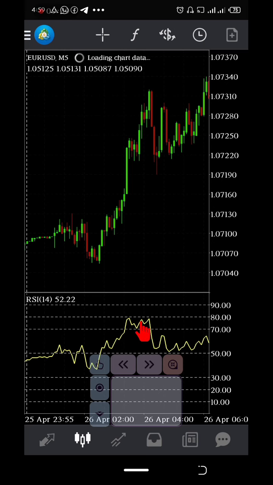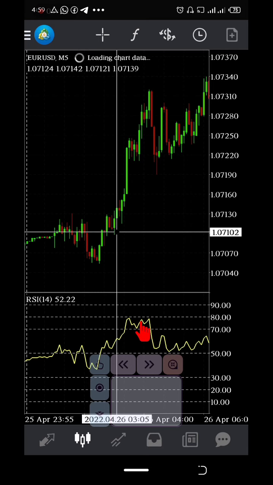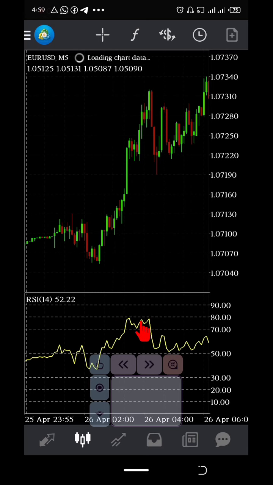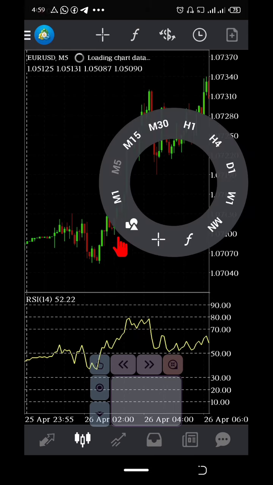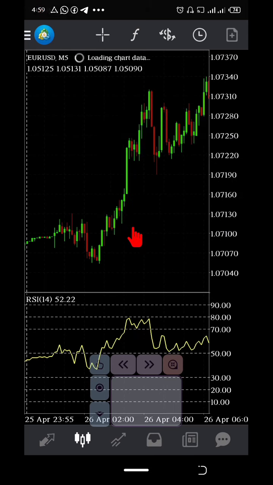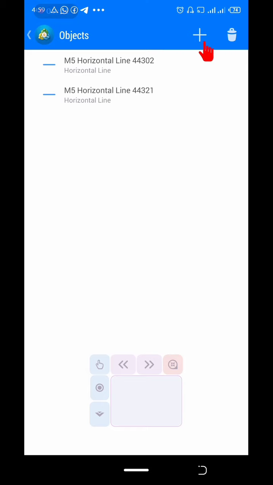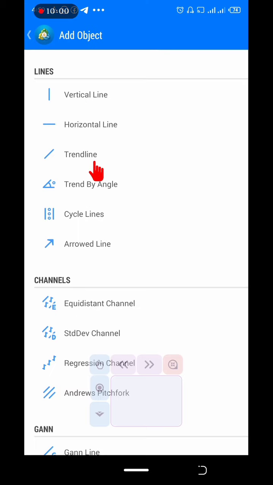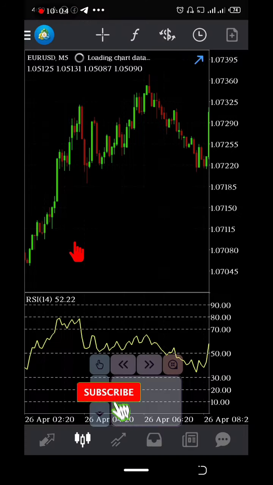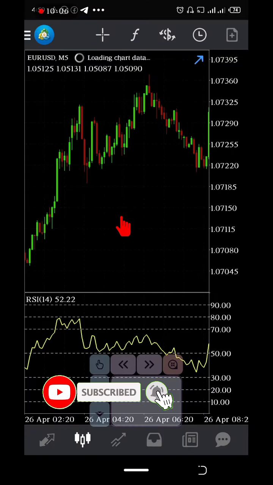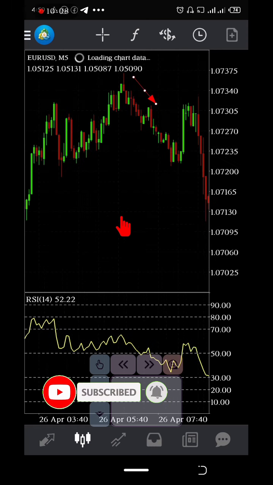But don't forget to use your object to draw your trend. How do we do that? Tap on the screen, come to this place that has a tree icon, you click on it, come to this place that has a cross symbol. If you already have an object on the screen, you can't add it except you come to this place that has a cross symbol, you click on it, then you add any one you want to use. Now I'm going to be using my arrow line. Now I'm going to draw from here.